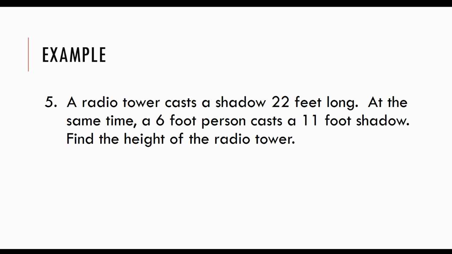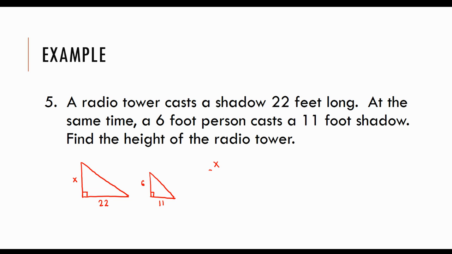All right, here's the next one. A radio tower casts a shadow 22 feet long. So I'm going to draw my right triangle where if we're given the shadow, that has to be on the ground. At the same time, a 6-foot person, so that's the height, casts an 11-foot shadow, so that's on the ground. Find the height of the radio tower.